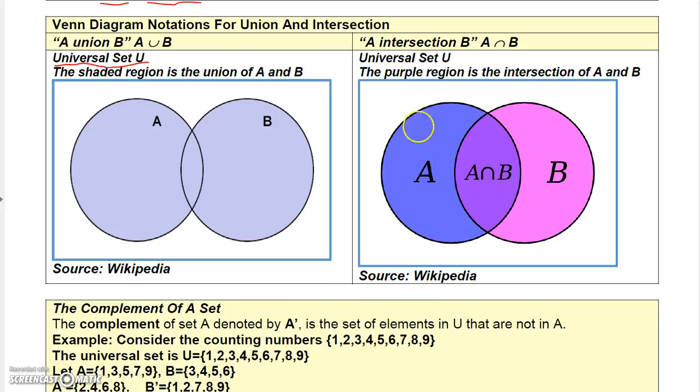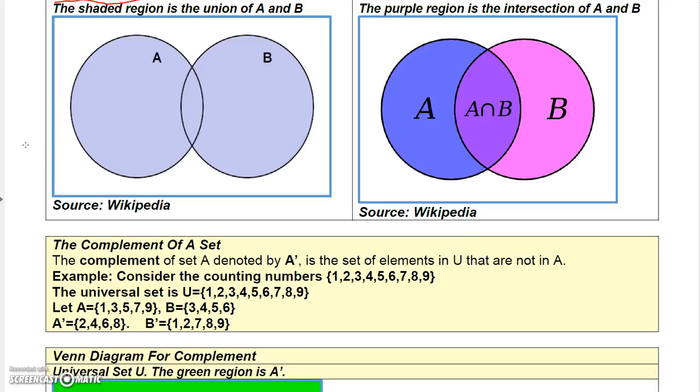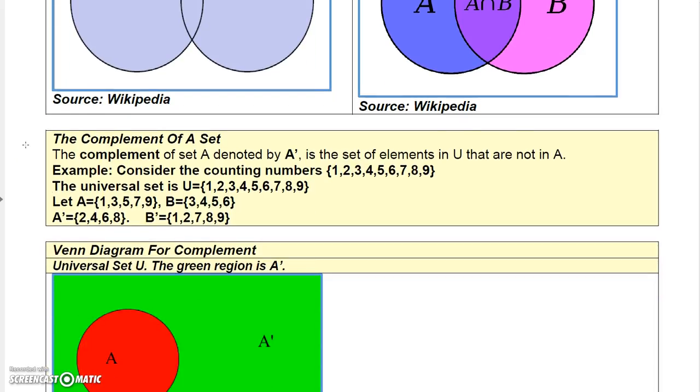Now, when you're representing the intersection of two sets, you're actually looking at where they overlap. So if you'll notice here, I've got set A on the left, set B on the right, but in the middle, I have a darker purple region here, and that actually represents the intersection of sets A and B. And these diagrams, or images, came off of Wikipedia.